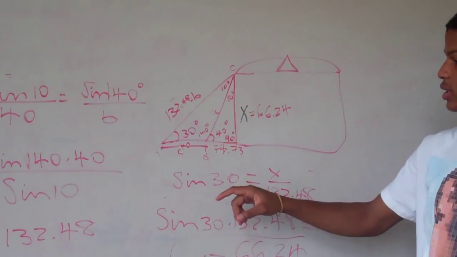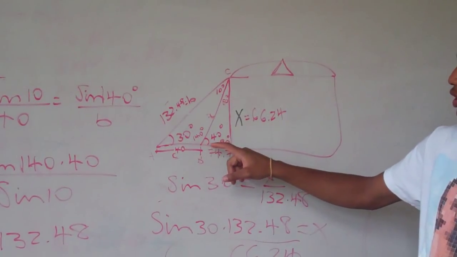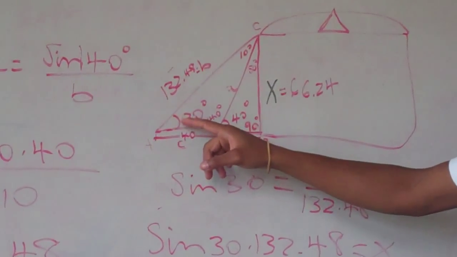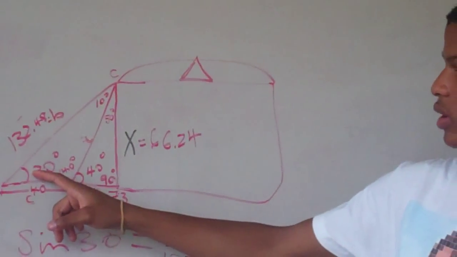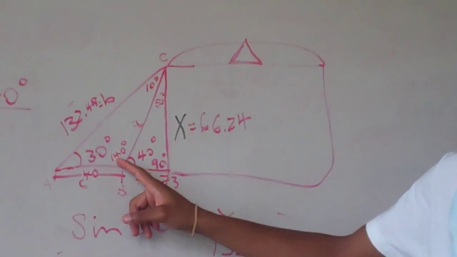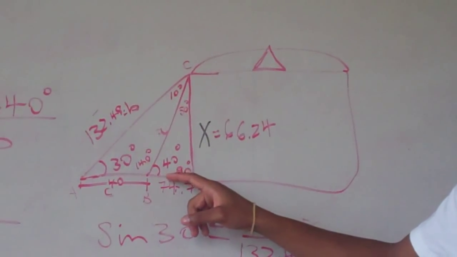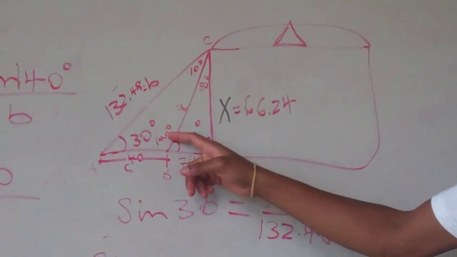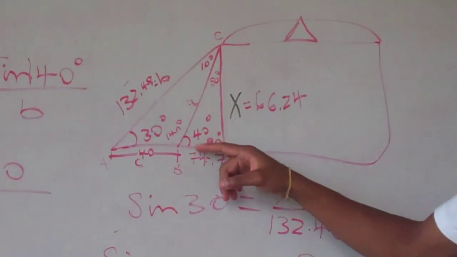And the way we find that is, since we know the angle 30 and we know the angle 40, and this is supplementary, so it equals 140. So 180 minus 40 equals 140.